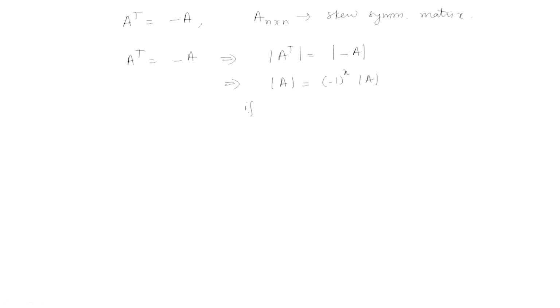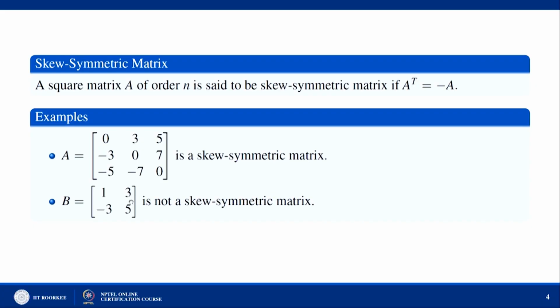So, if n is odd, then minus 1 raised to power n will be minus 1. So, determinant of A will be minus determinant of A, and this implies determinant of A is equal to 0. So, the first property is that a skew symmetric matrix of odd order has 0 determinant, or any skew symmetric matrix of odd order is always singular.